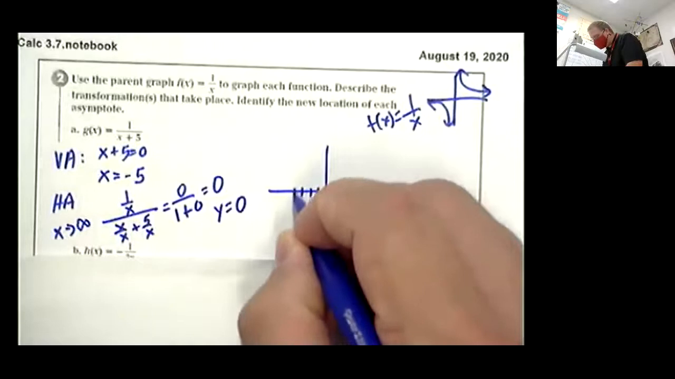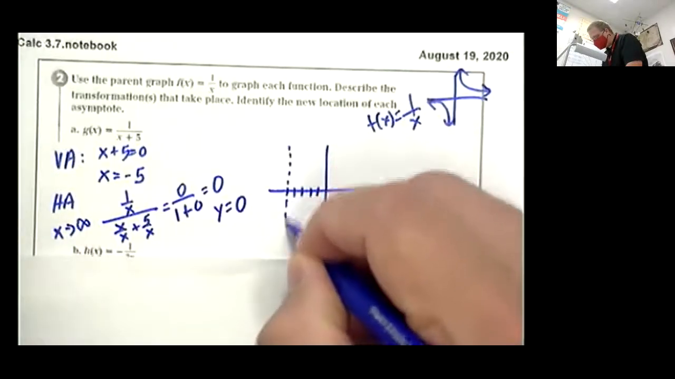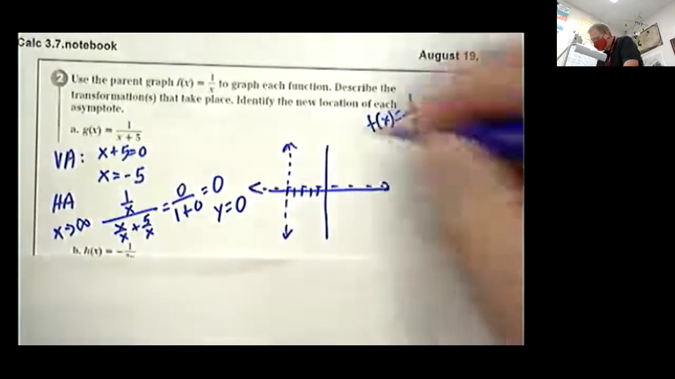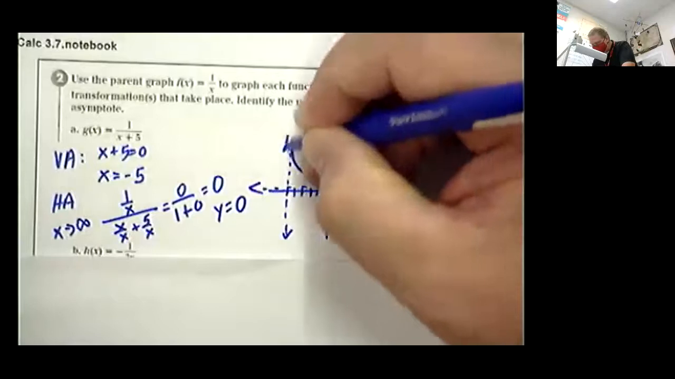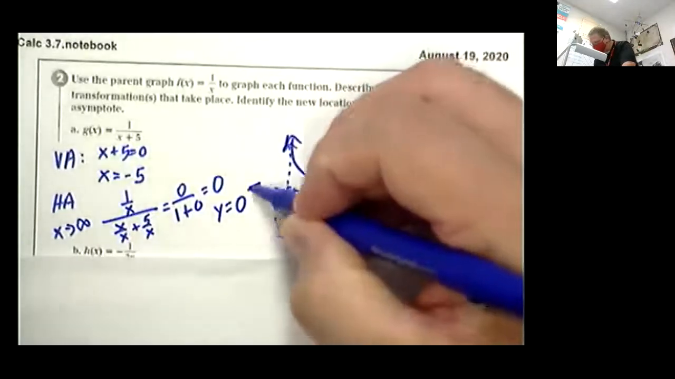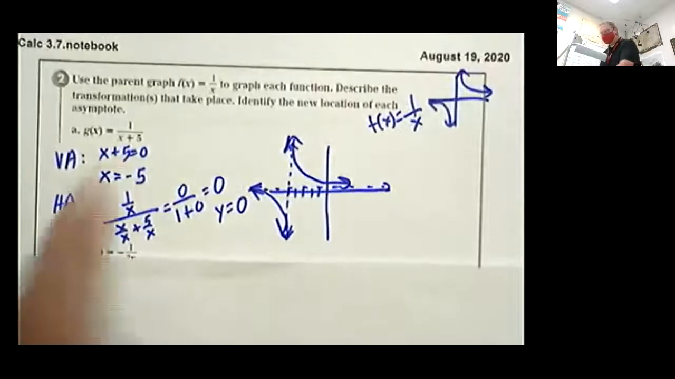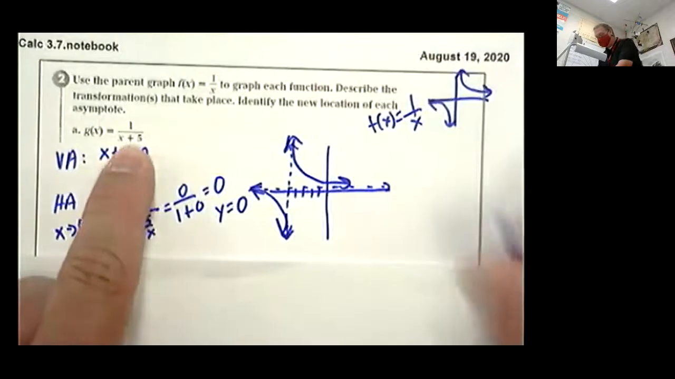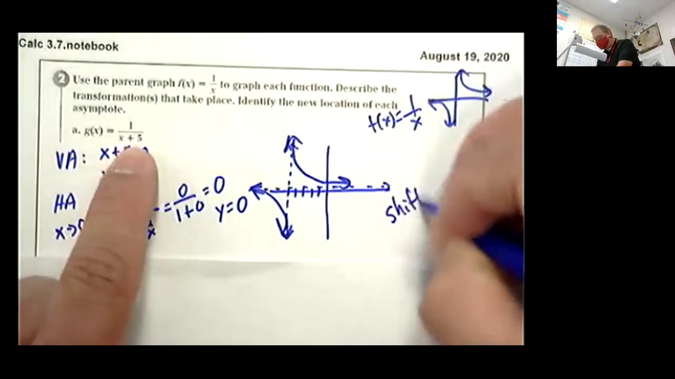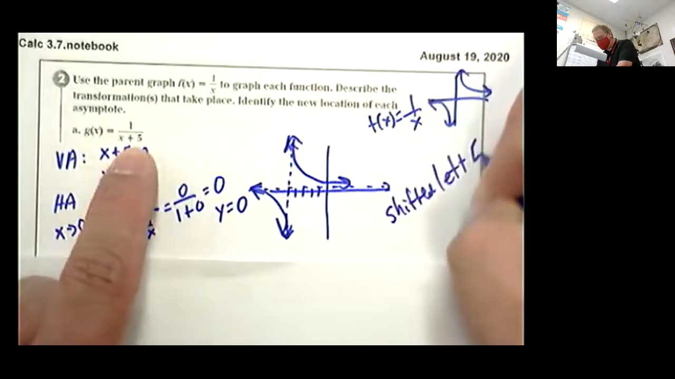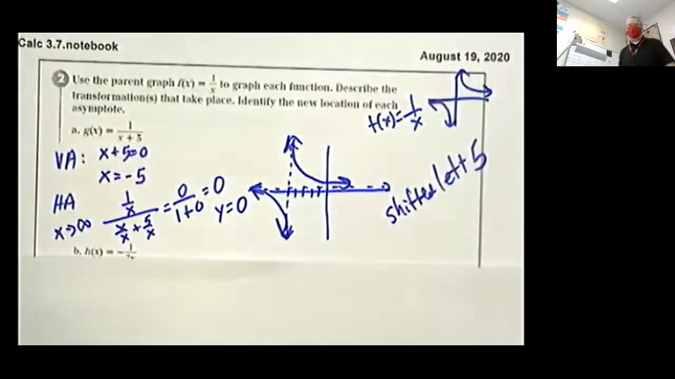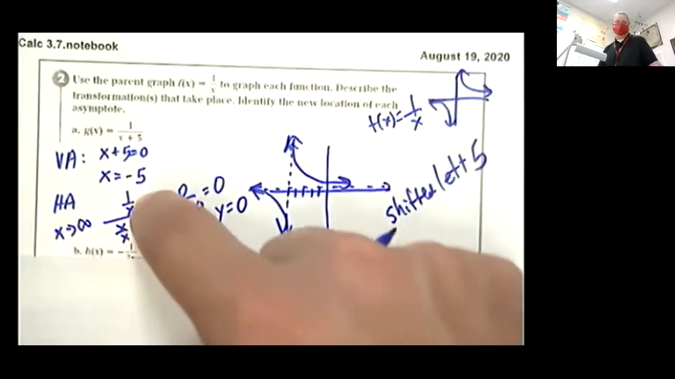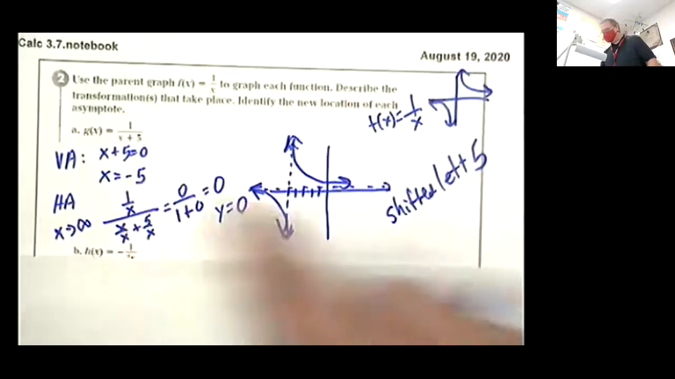Now our vertical asymptote, what did it do? It shifted left 5. Our horizontal asymptote is still the x-axis. And here's our graph. Sign didn't change, so there's still our graph. So what happened? Again, this is the inside number h, and so it's opposite. So we shifted left by 5. It's the opposite of what's in that denominator. Why is it opposite? Because we have to solve for x. And how do we solve for x? Well, we take the opposite of the number. That's why our shift is going to be the opposite.